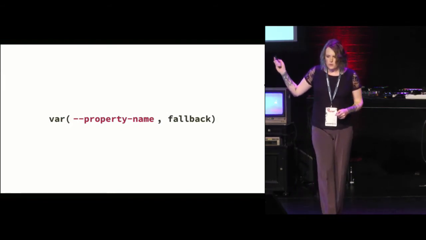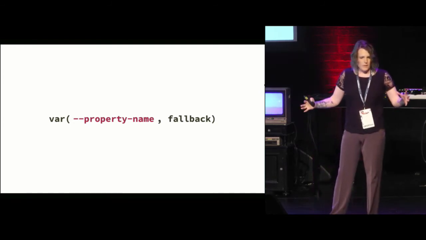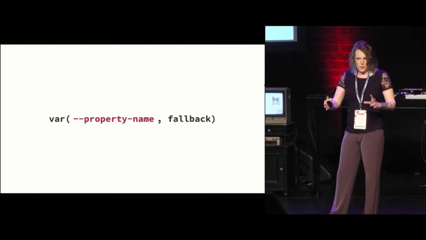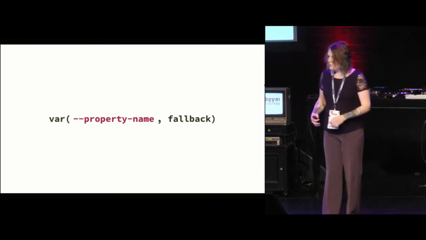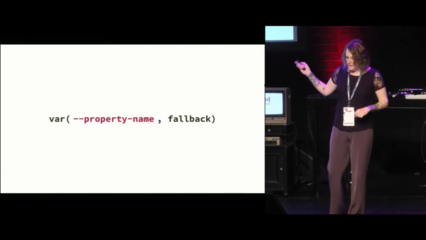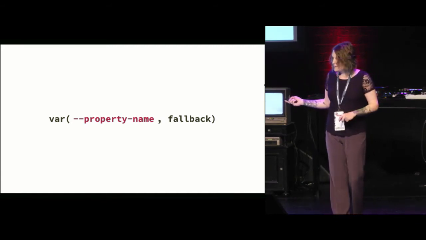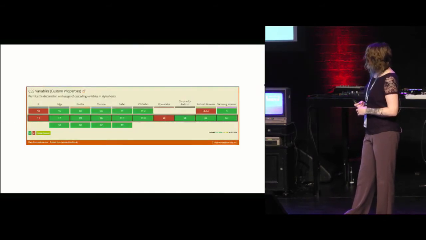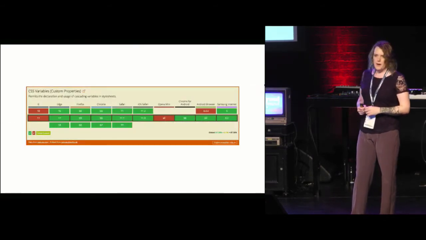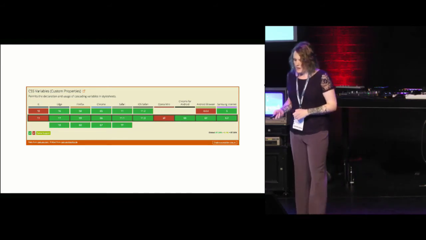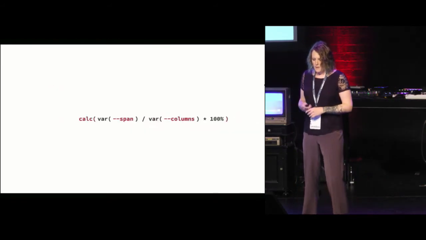To call it, you use this syntax. The var function takes the first argument, which is the property that you want to call, and the second is a fallback. So there's a lot you can do with that, giving a string of fallbacks if the value isn't there. Support is pretty good, but not complete. We have CSS variables everywhere but Internet Explorer and Opera Mini.